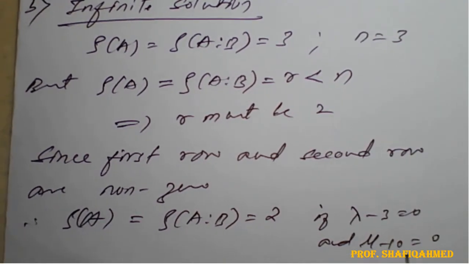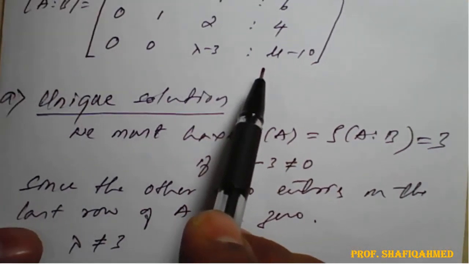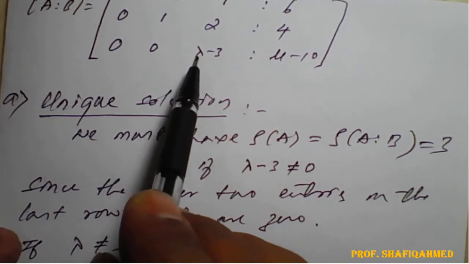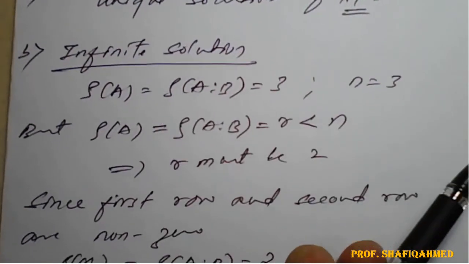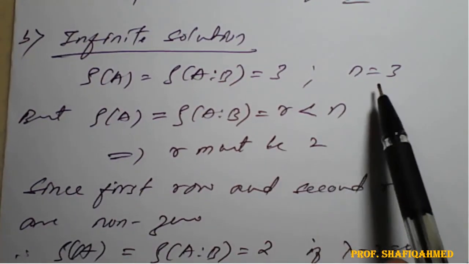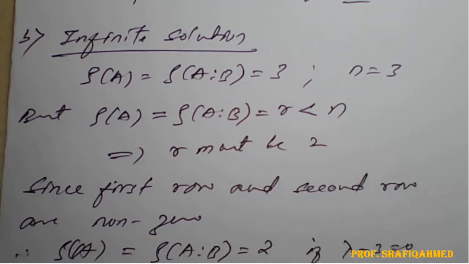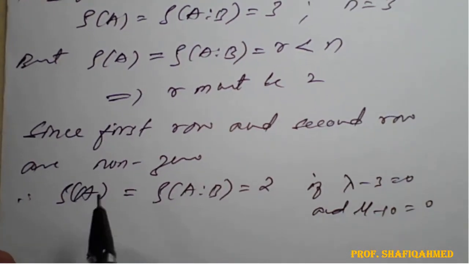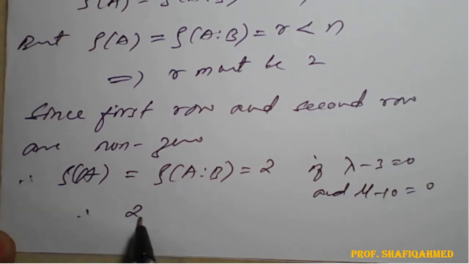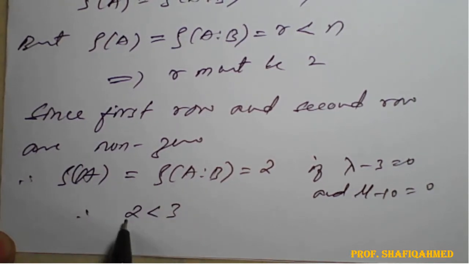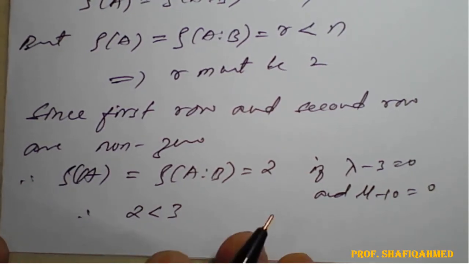If these two conditions hold, that is, lambda is equal to 3 and mu is equal to 10, then this complete row becomes 0, so the rank will become 2. At that time we have 3 unknowns, so R will become less than n. So 2 is less than 3, that is R is less than n, because the R value is 2 and the n value is 3.